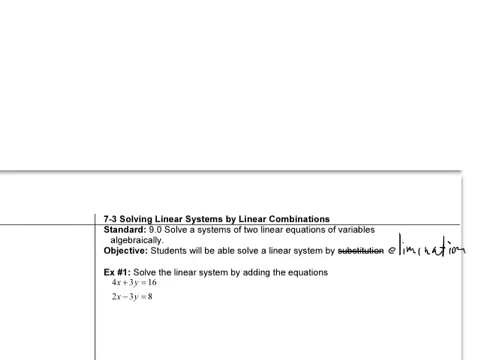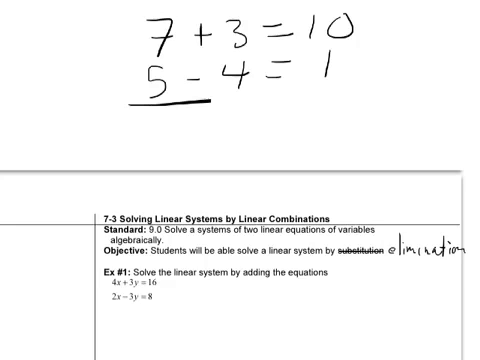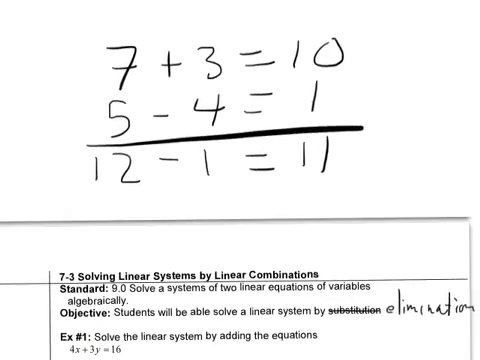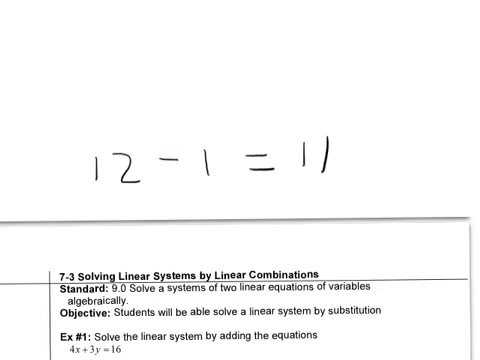Let's pick 3 numbers here. I don't know, 7 plus 3, that equals 10. Let's do like 5 minus 4, that would equal 1. So I have 2 equations. If I was to add these straight down, 7 plus 5, that would be 12. 3 and negative 4, that would be negative 1. And 10 and 1, that make 11. What do you know? 12 minus 1 equals 11. Interesting.